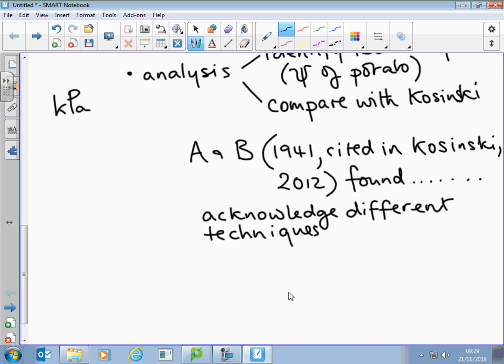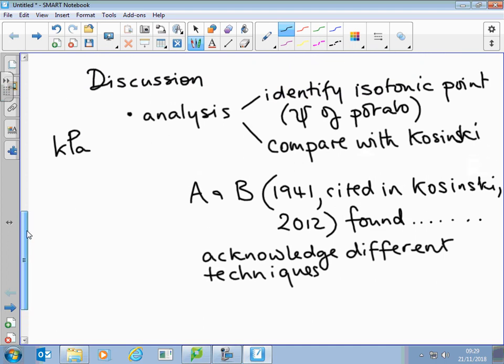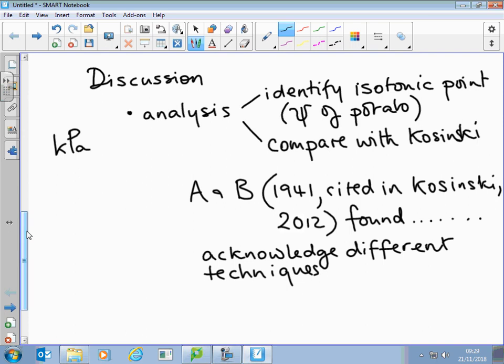Also in this section, and actually I probably should have put it up with that first bit, when you identify the isotonic point, explain what that is. It's where water is moving in and out of the potato at the same rate, so there doesn't appear to be a mass change. And at water potentials above that, something happens. And at water potentials below that, something else happens.